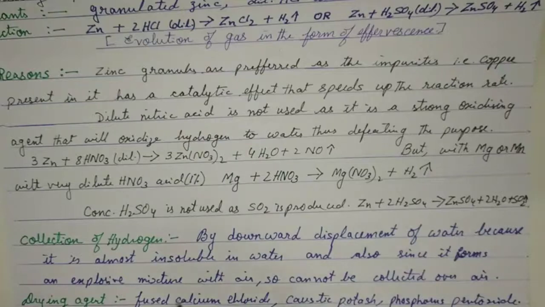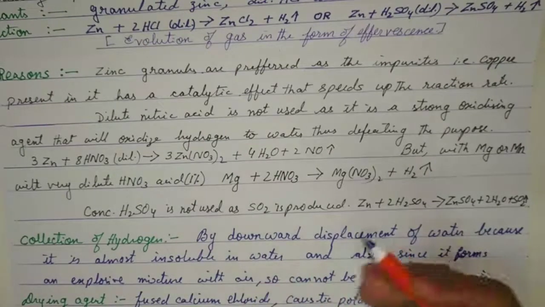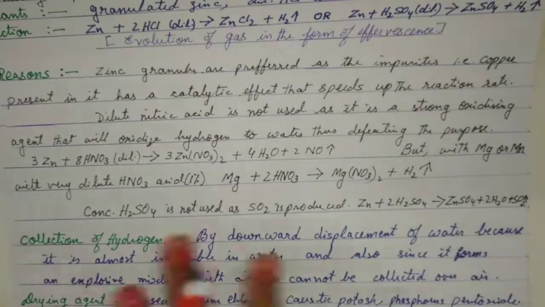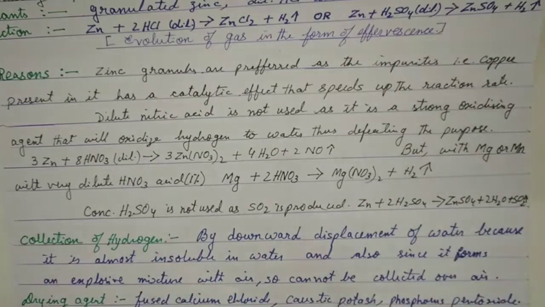Collection. How do we collect? We collect by downward displacement of water. Why? There are reasons. It is almost insoluble in water, like we say sparingly soluble in water, so we can collect it over water, and it being lighter, by downward displacement of water. But we can't collect it over air because, as I said just now, it forms a very explosive mixture with air. So these are reasoning questions which you all should prepare yourself.